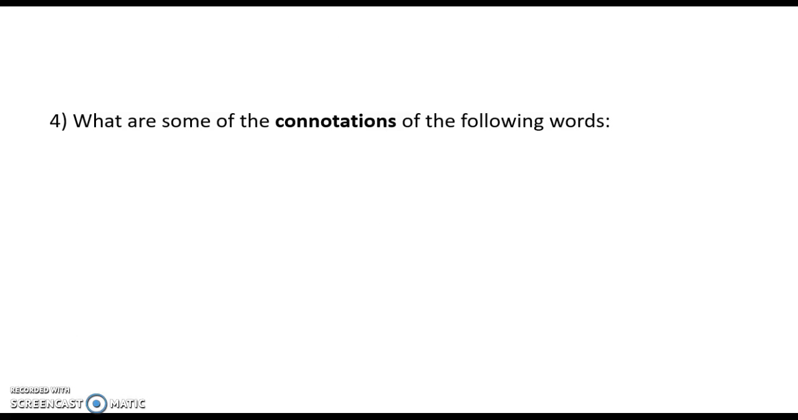Number 4. What are some of the connotations of the following words? Dark, gloom, strange, dismal, depressing. For example, when we think of the word dark, we might think of something scary. We might think of depressing. When we think of gloom, we might also think of depressing or dark.